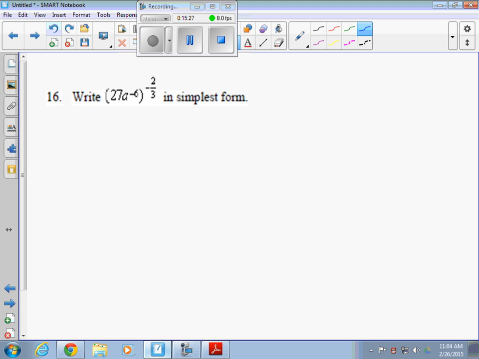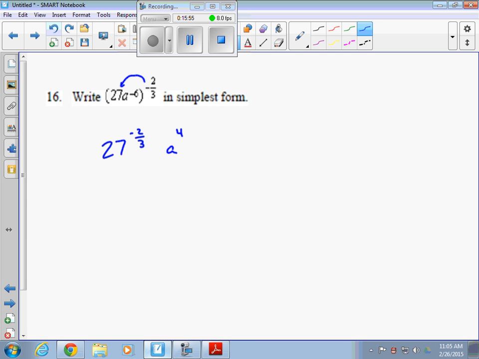Writing this one in simplest form. Now, the difference between this one and number 15 is 27 and a to the negative 6 is being raised to that negative 2/3 power. So when you distribute it to both of them, you have 27 to the negative 2/3, and you have a. Now that's negative 6 times negative 2/3. Negative 6 times negative 2 is positive 12, and 12 divided by 3 is a to the 4th power.